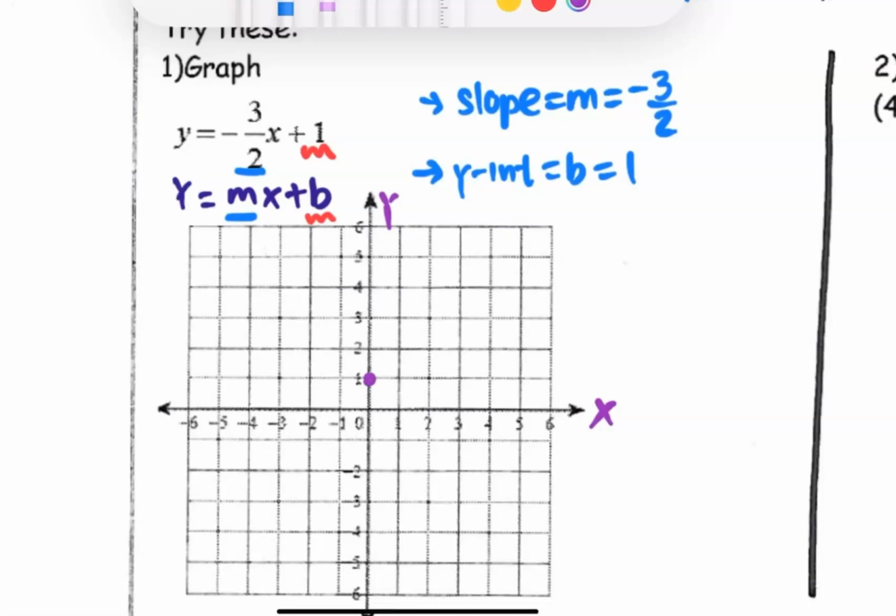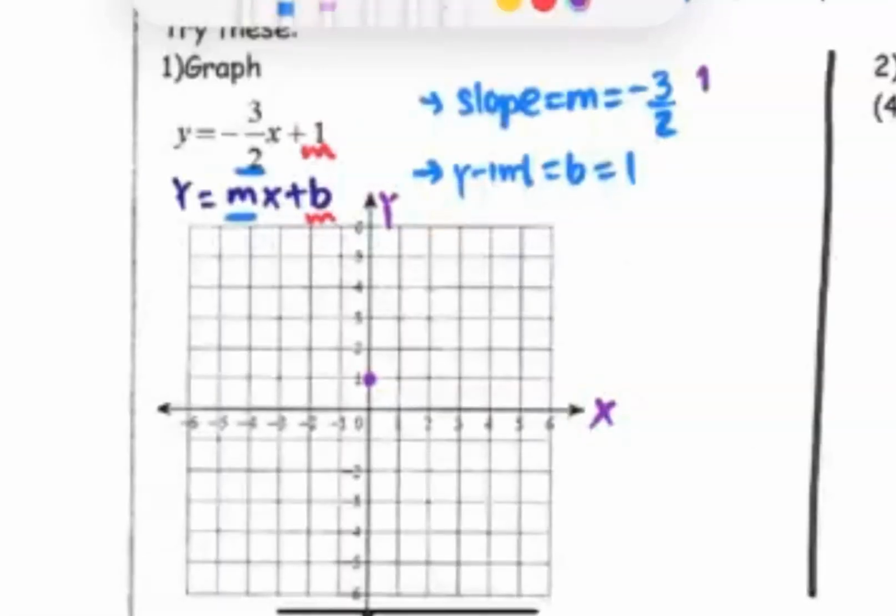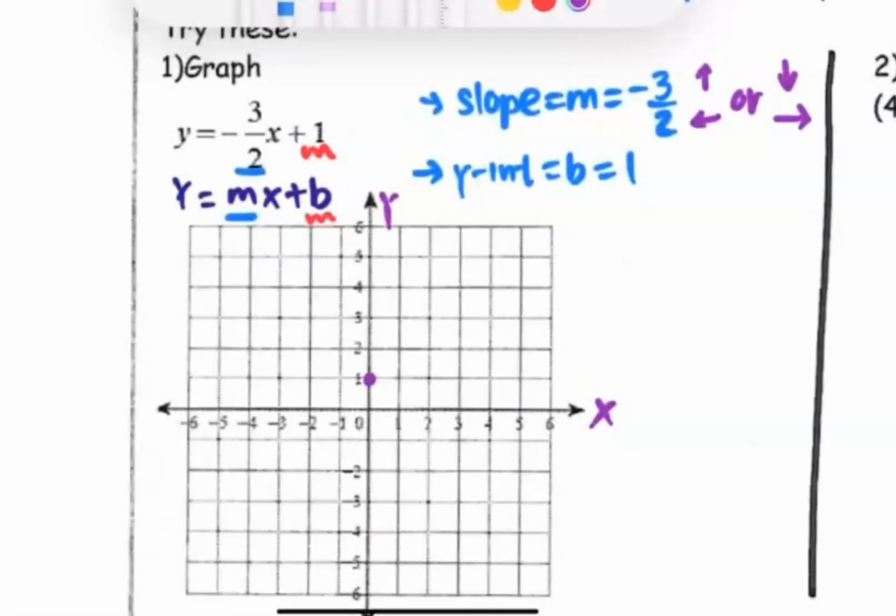Then I'm going to use my slope. Again, negative slope. That means we're going to go up 3 and over to the left, or we could go down 3 over to the right. So let's go ahead and go up first. Up 1, up 2, up 3, and over to the left, big dot. I can erase the ones I did.